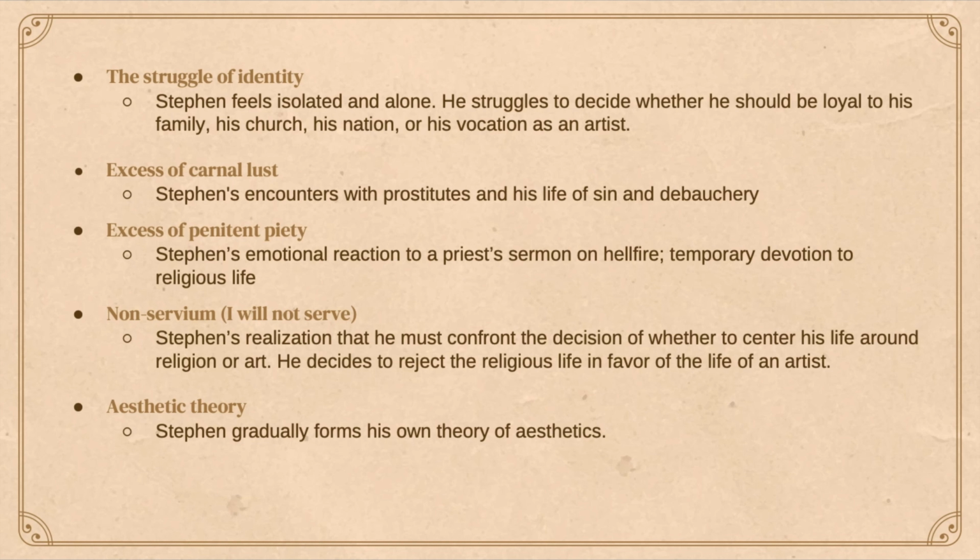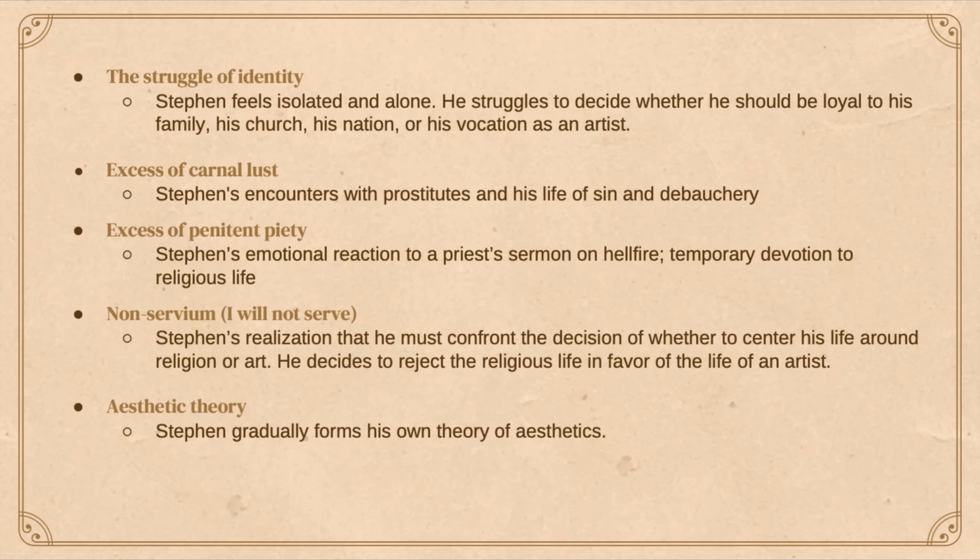And after Stephen is enrolled in University College Dublin, Stephen gradually forms his own theory of aesthetics. Stephen also imagines his escape from Ireland as something that is parallel to the flight of Daedalus, who escaped from his prison with wings crafted by his own genius. And the book ends with Stephen developing his own aesthetic theory and leaving Ireland to pursue the life of a writer.